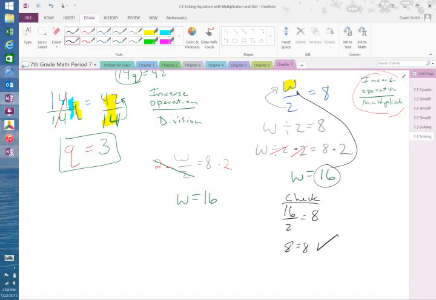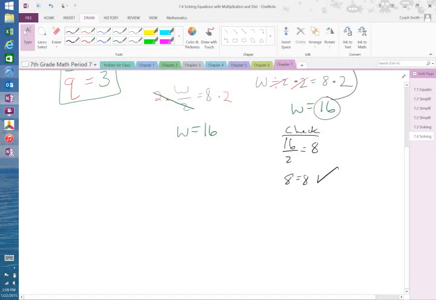Okay, so those are the two types of problems that we're going to see today. Let's do another of the multiplication one. 9s equal negative 27. Then we have negative 3/4 y equal 12.